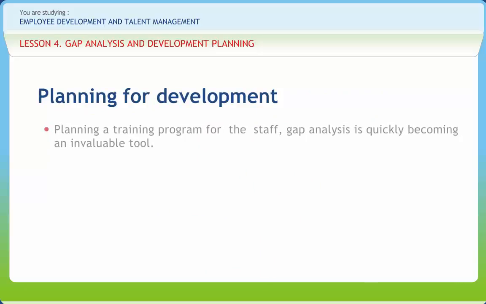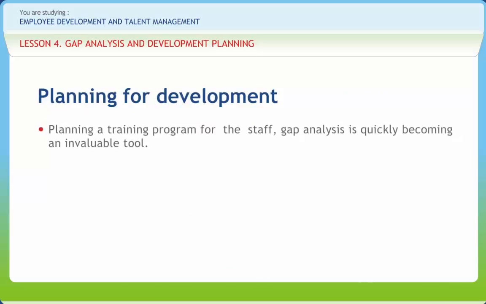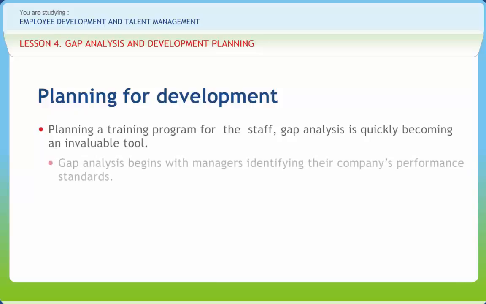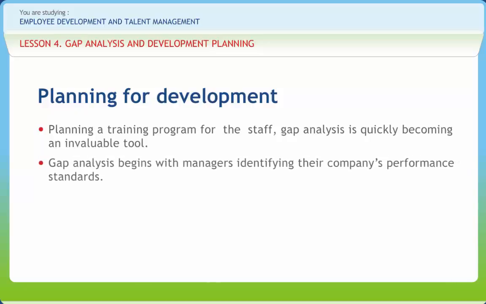Planning a training program for his or her staff, gap analysis is quickly becoming an invaluable tool. Gap analysis is simply the process of comparing one's standards to actual performance and identifying what the gap is between the two. Gap analysis begins with managers identifying their company's performance standards. Many businesses have written out measurable, clear standards that are communicated to the employees.